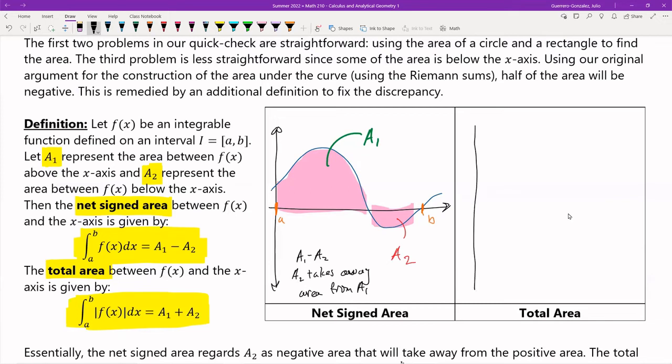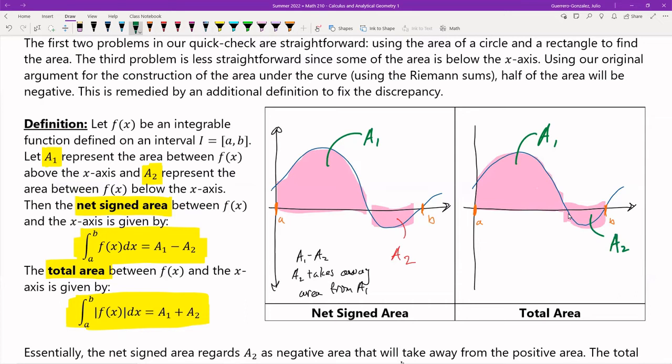So the total area, I'm going to try to draw the same thing, right? Draw the same thing. So squiggle, little dip. There we go. Okay. And I want my same area from A to B. It's still this, right? Still this right there, right? This is still A1. This is still A2, right?